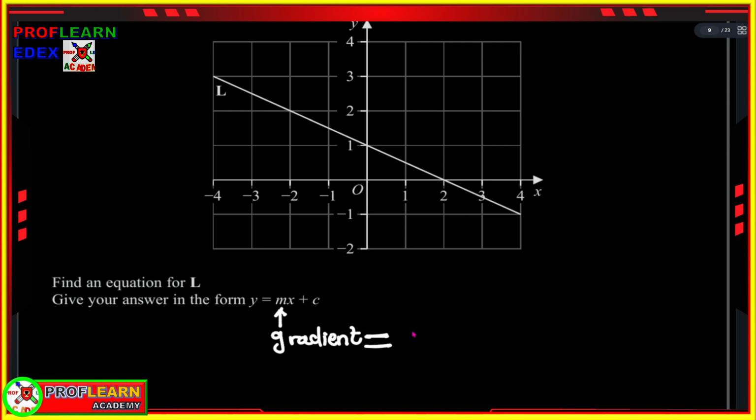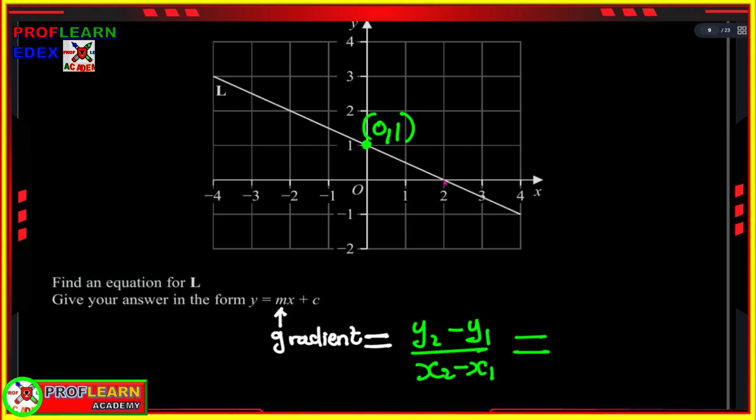Now we need to find the gradient, and the gradient is y2 minus y1 over x2 minus x1. For instance, I can select a coordinate. Let me select this coordinate here. I can call it (0, 1).